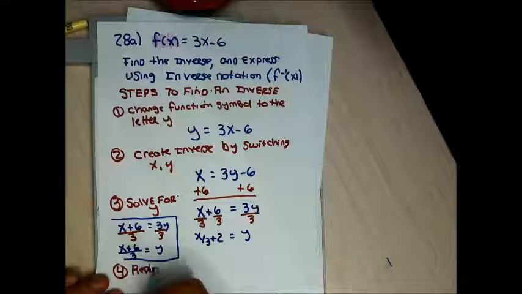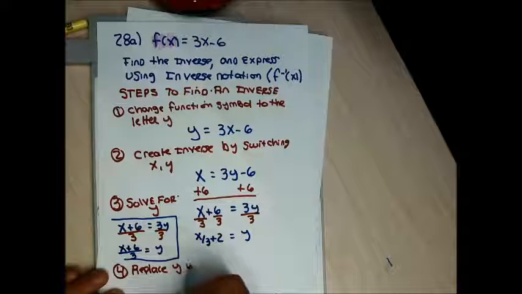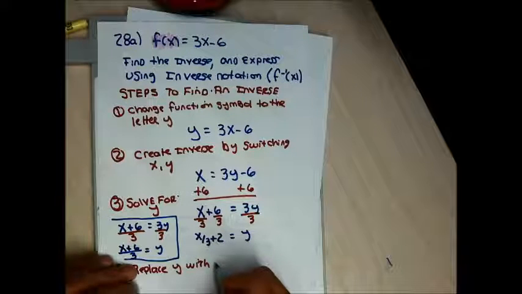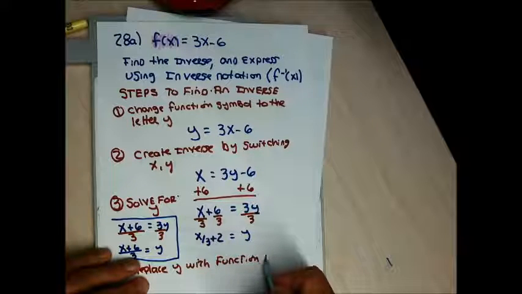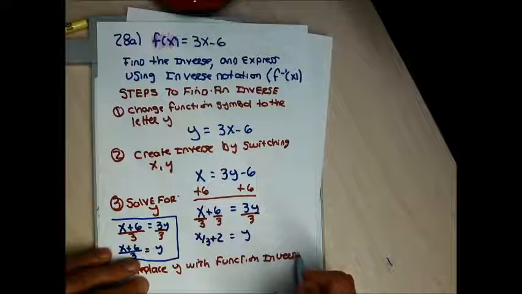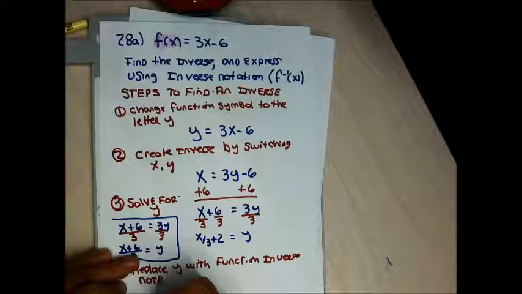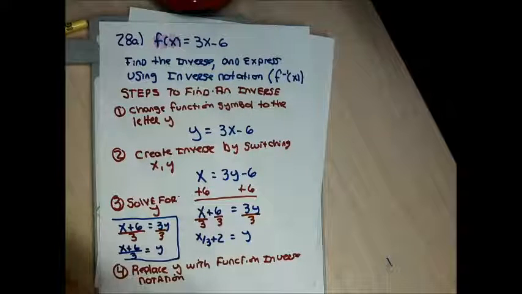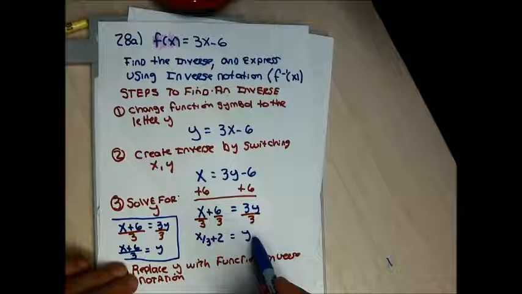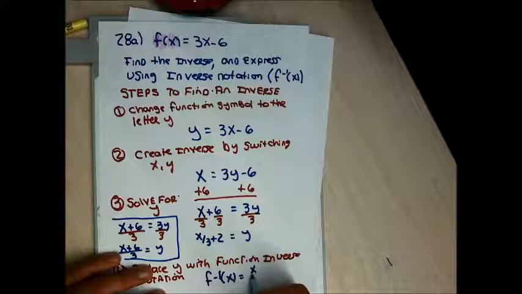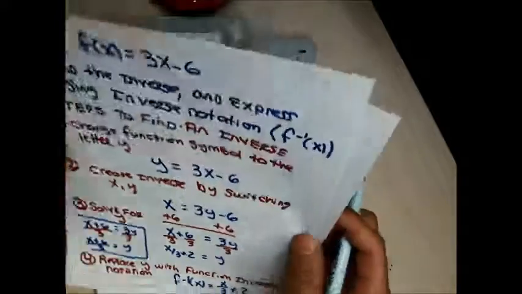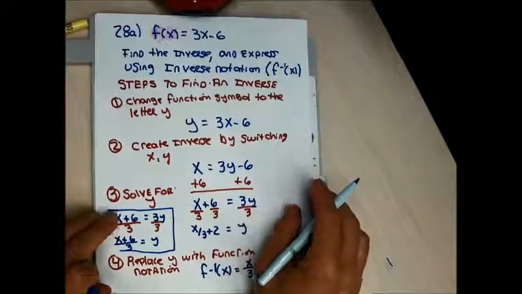And lastly, I'm going to replace the y with the inverse notation, the function inverse notation, and I'll have my answer. So I'm going to write, in place of y, the inverse of f of x equals, and I'm going to write the y on the left-hand side just because it's easier for me to do it that way. It's the way usually functions are written, to the left of the equal sign. That's technically everything done for 28a.